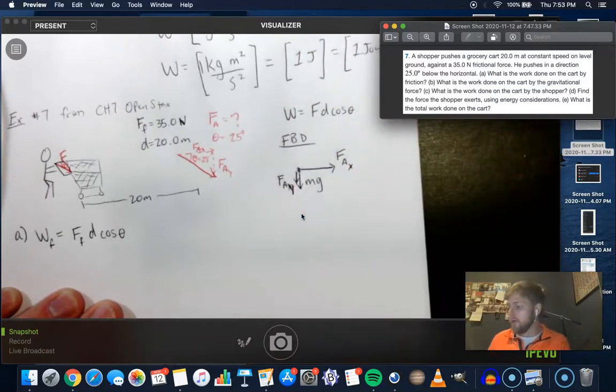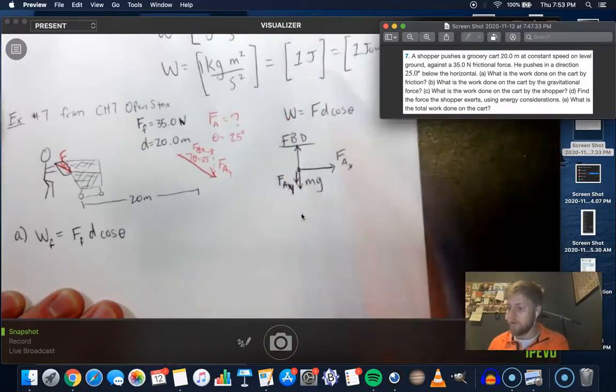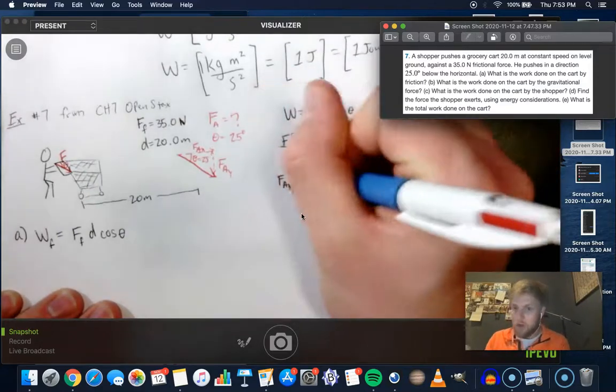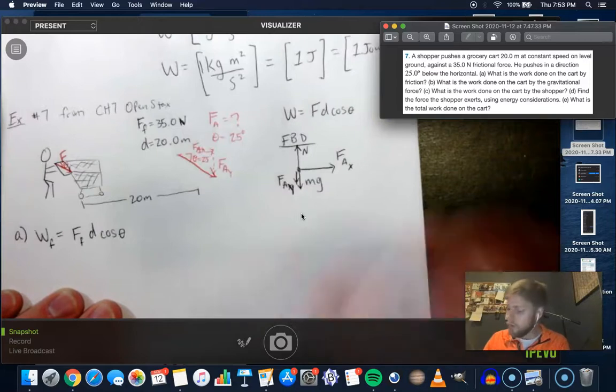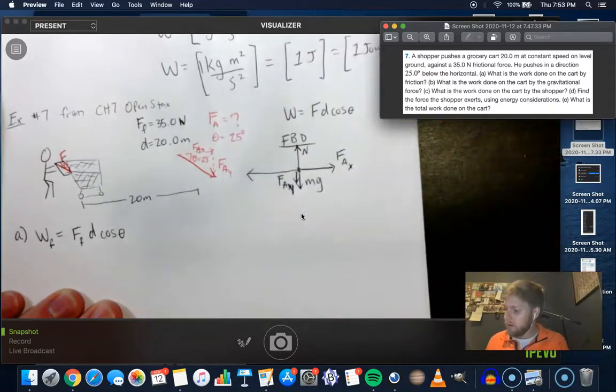And then of course we're going to have a normal force that's going to be equal and opposite to both of those forces combined. So we need to draw it a little bit longer than the weight force. It's going to be our normal. And then of course we've got the frictional force going backwards.